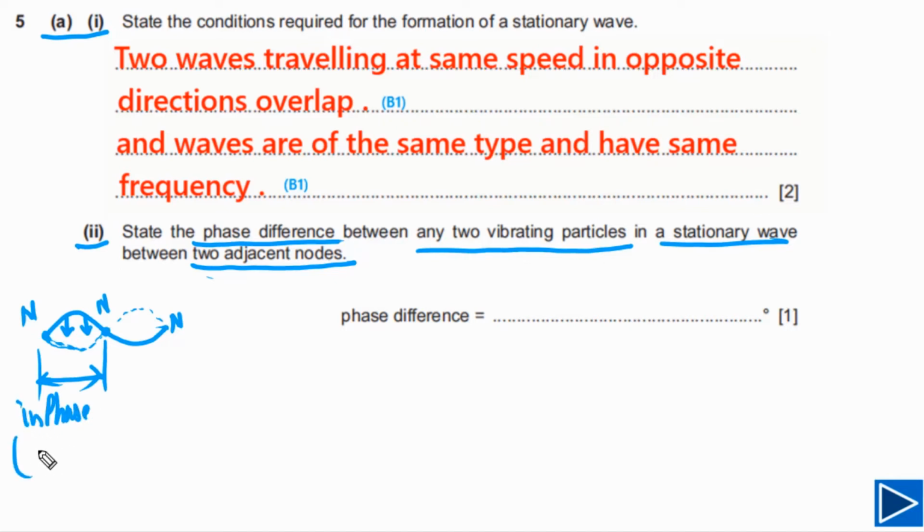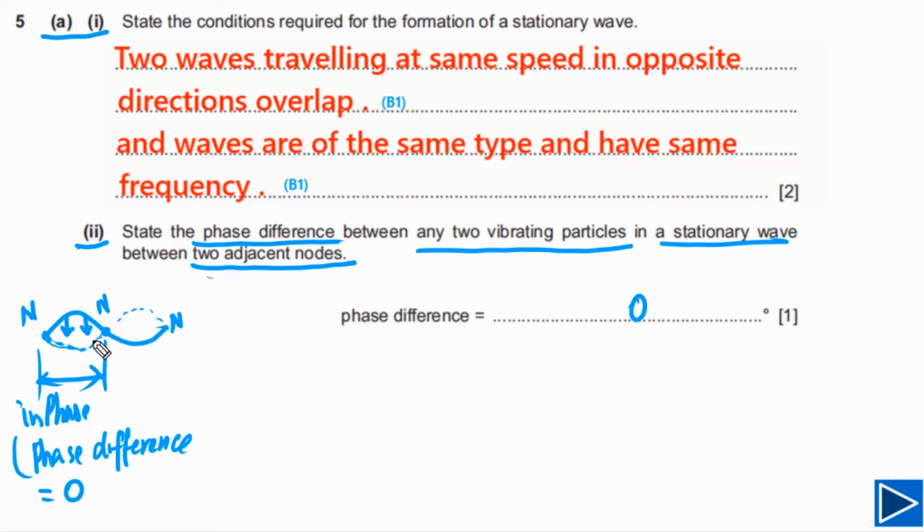If particles are in phase, we can simply say in that case, phase difference is equal to 0. So this is what you have to write down for this question. Simply you can say the phase difference is 0.